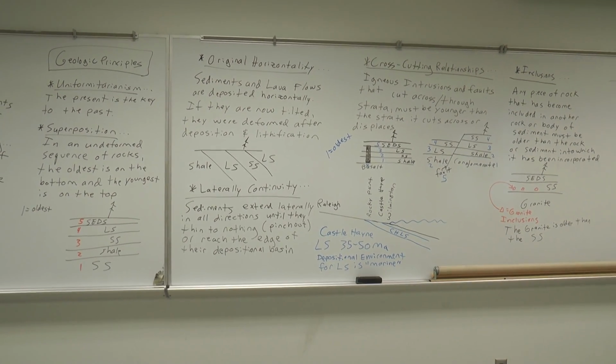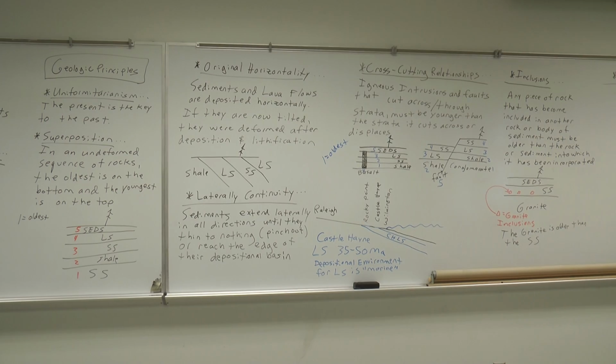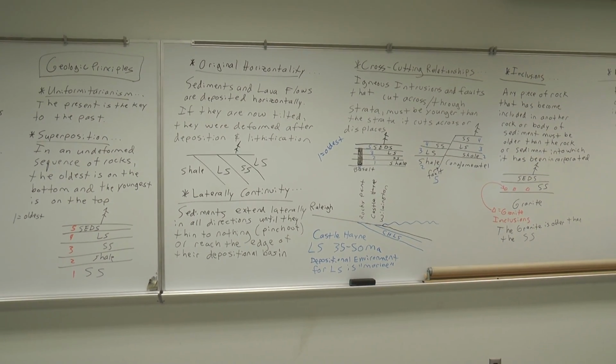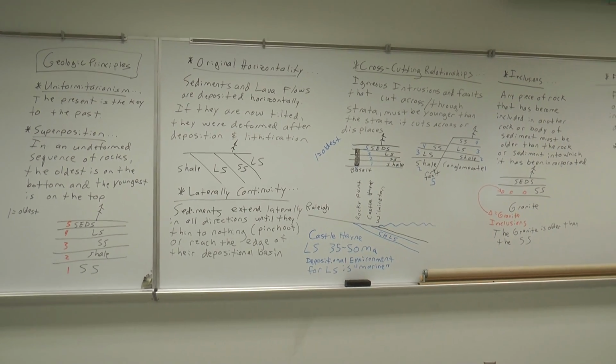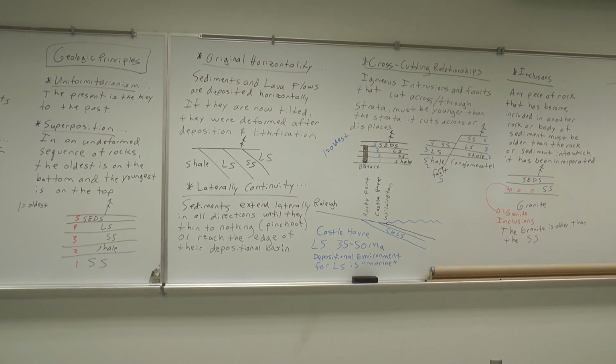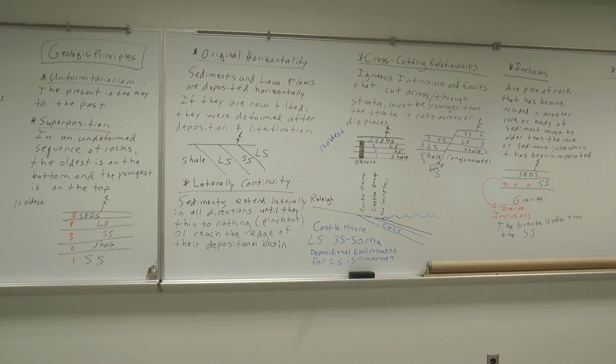So we see here some tilted layers going from left to right. We've got shale, limestone, sandstone, and limestone. And those things were not deposited going down a slope like that. That just doesn't happen. Gravity, physics says no.